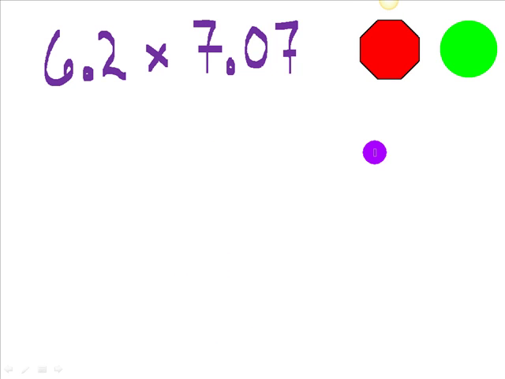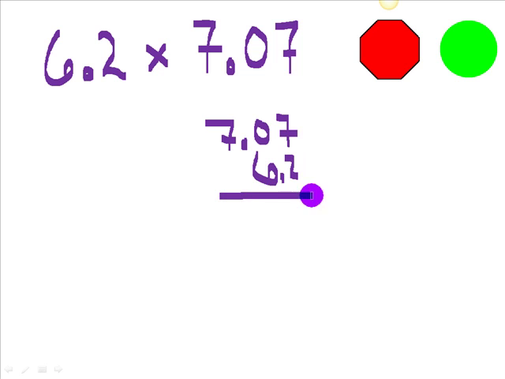Okay, 6.2 times 7.07. Click on the stop sign. All right, let's see how you did. Well, I'm going to choose to put 7.07 as my top number so that I only have 2 numbers as my bottom here. And so I'm going to have 6.2, lining my numbers up.